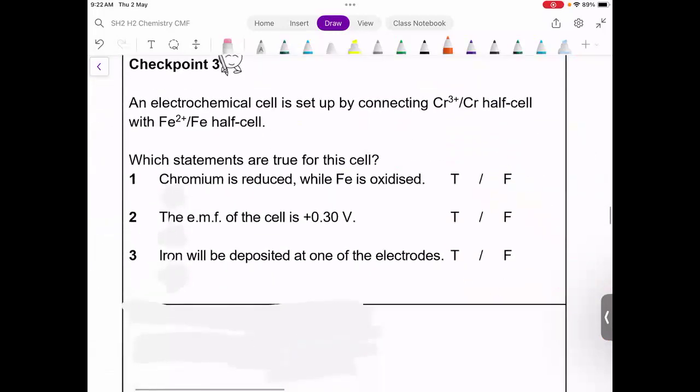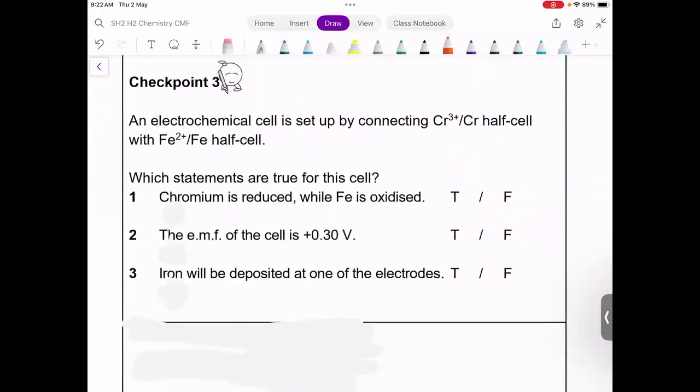So let's look at this. Can we quickly look at checkpoint 3? In this case, you have to identify your half cell. So you need to select from the data booklet. Are you able to select one? You have to practice that. Don't wait for my answer. Check with your friends. Are you on the right path?